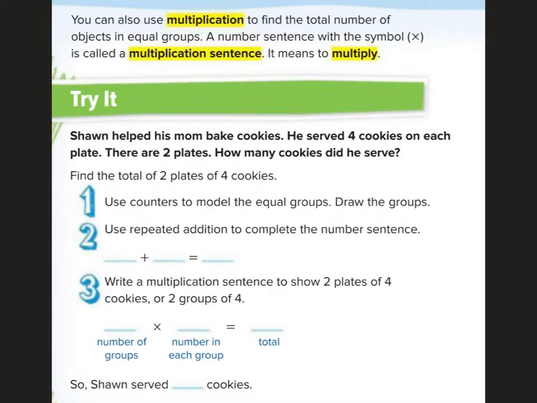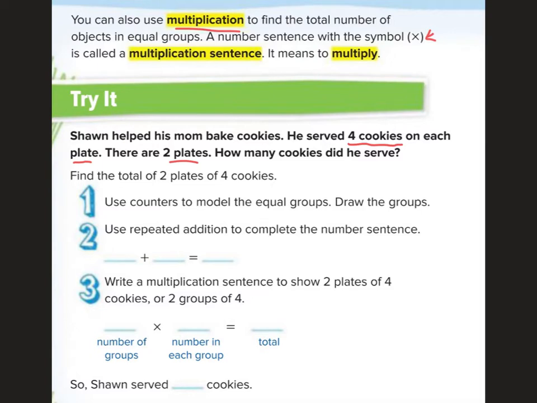You can also use multiplication to find the total number of objects in equal groups. A number sentence with the symbol X, which means multiply, is called a multiplication sentence. So let's try a problem. Sean helped his mom bake cookies. He served 4 cookies on each plate, and there are 2 plates. How many cookies did he serve?